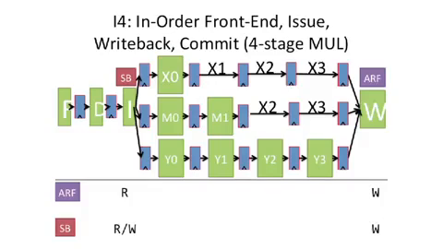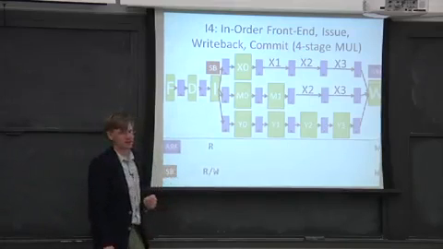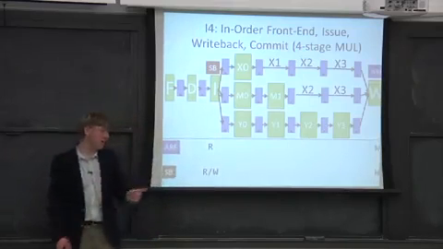OK, so now we're going to start introducing some extra structures and start talking about some extra structures, which will make our lives easier when we start to have multiple pipelines and complicated things are happening. The first thing I want to introduce here is the architectural register file, or ARF for short.